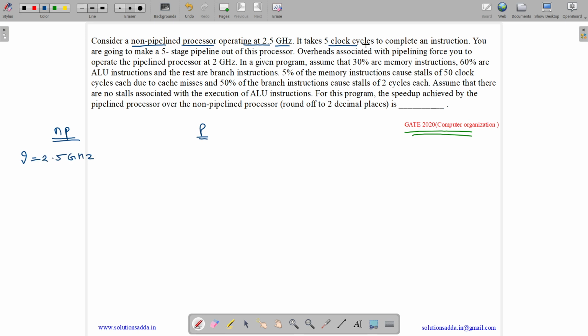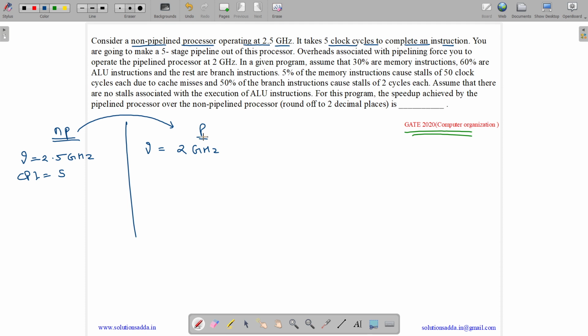And it takes 5 clock cycles to complete an instruction. So cycles per instruction is equal to 5. CPI is 5. You are required to make a 5-stage pipeline out of this processor. So it is converted to a pipeline processor. Overheads associated with pipelining force you to operate the pipeline processor at 2 GHz. So its frequency is 2 GHz.